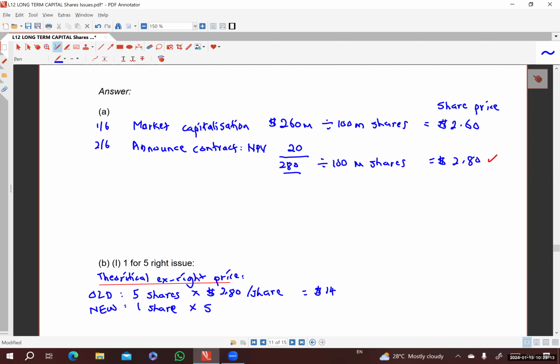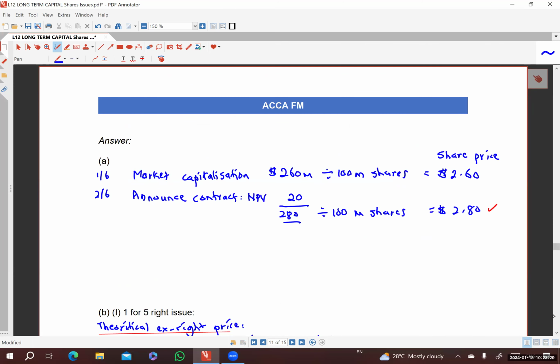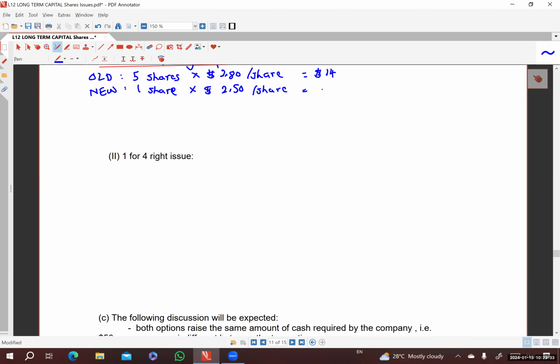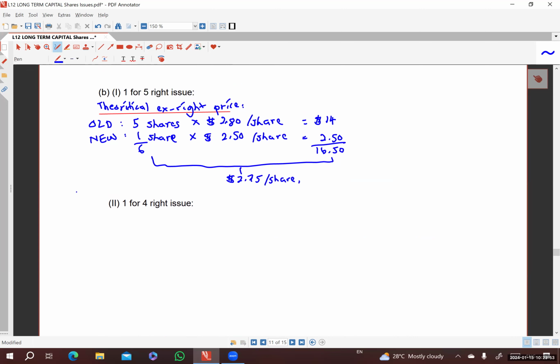The new share issue price is $2.50. So 6 units here, 16.5 here. 16.5 divided by 6 units is the ex-right price, yeah? And the value of the right is the ex-right price minus the right issue price of 2.50. So it's 25 cents. 25 cents.